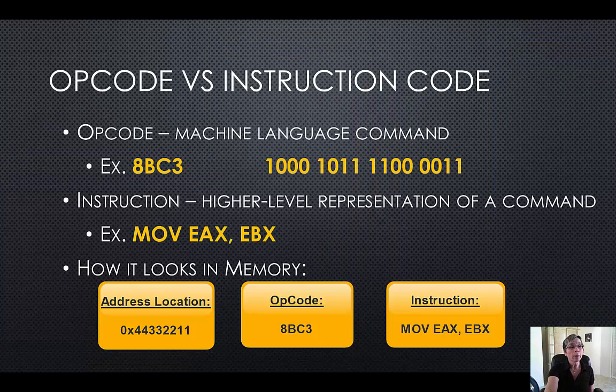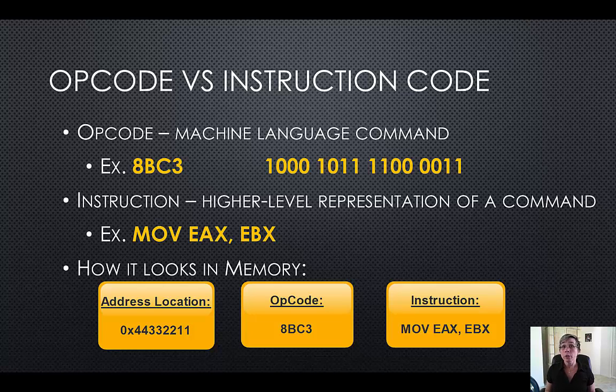So now let's talk about opcode versus instruction code. Opcode is basically the machine language command. This is what the computer actually understands. Machine language, as we all know, is ones and zeros. So when it sees an instruction like 8BC3, what the CPU actually sees is 1000 1011 1100 0011. So that is its language.